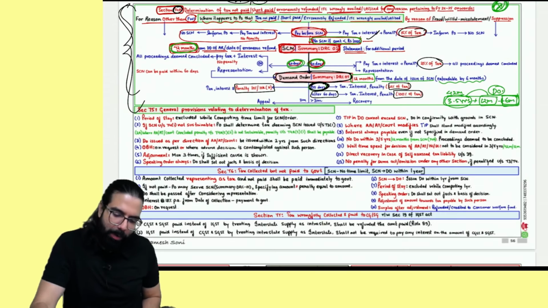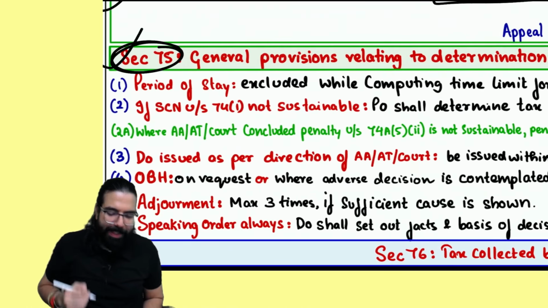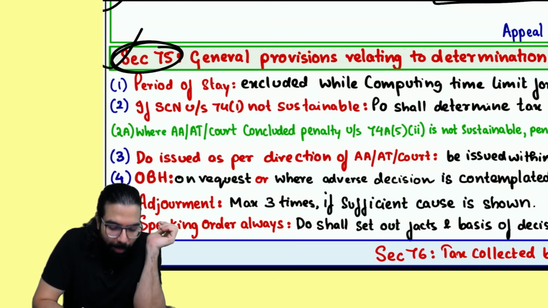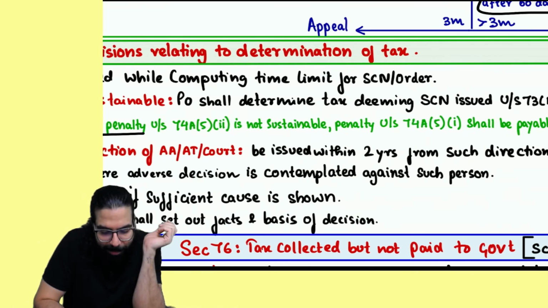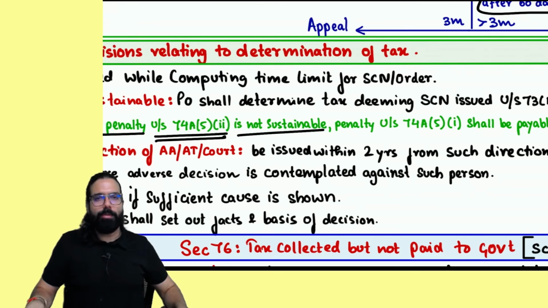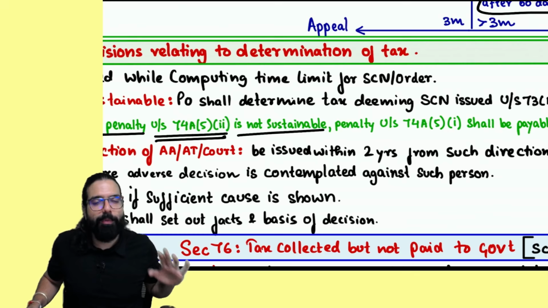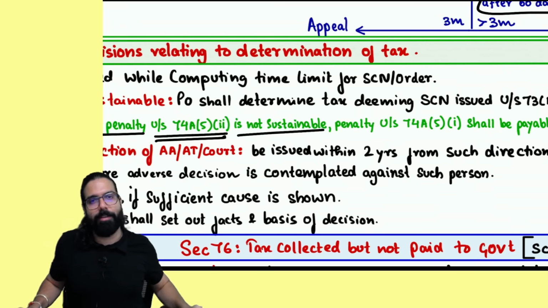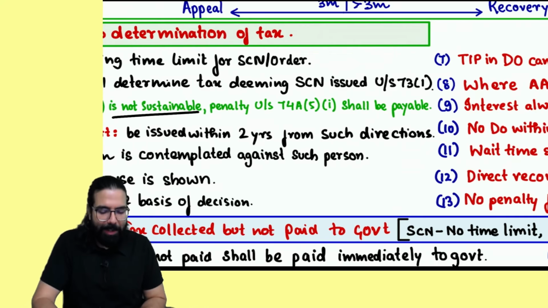Done, sir. Now, sir, because 74A has come, in section number 75 also they have written: where the appellate authority, appellate tribunal or court concludes that penalty under 74A(5)(2) is not sustainable, the fraud wala penalty. You were given a demand order under section 74A saying you are a fraud and penalty for fraud was charged. But you went to the court and told, sir, I'm not a fraud. Court told, yes, you are not a fraud. Then the officer will charge you a penalty under section 74A(5)(1).